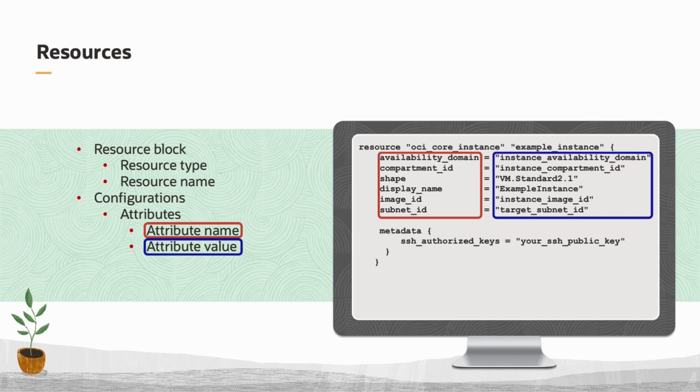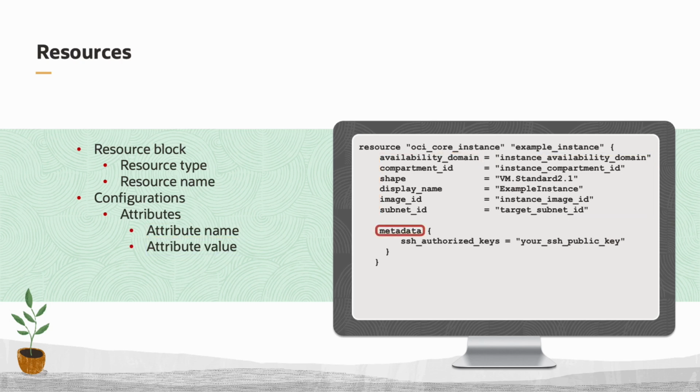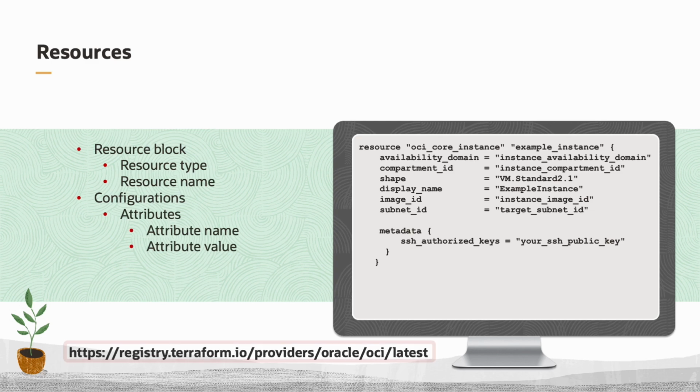In addition to standard attributes, you can also include metadata for additional configuration. For example, the metadata block can include SSH keys for the instance access. To learn more about different resources and their attributes, you can visit the Terraform registry.